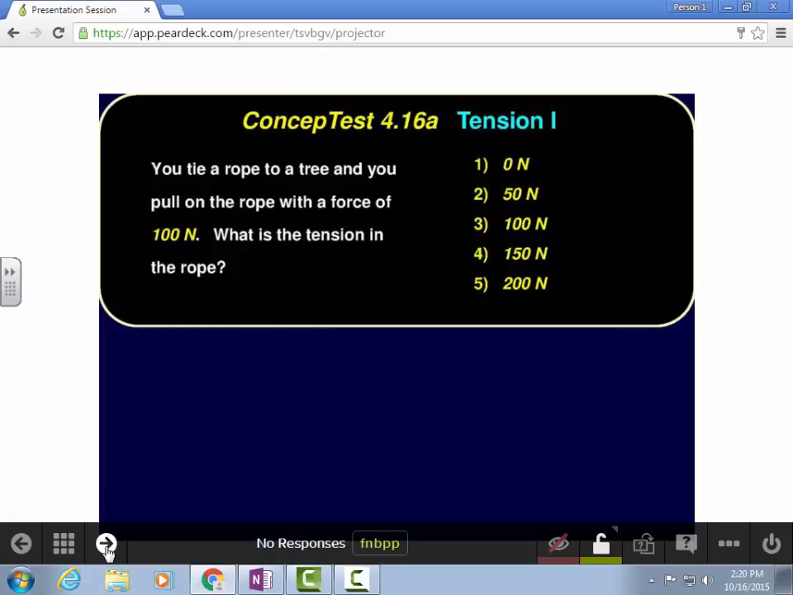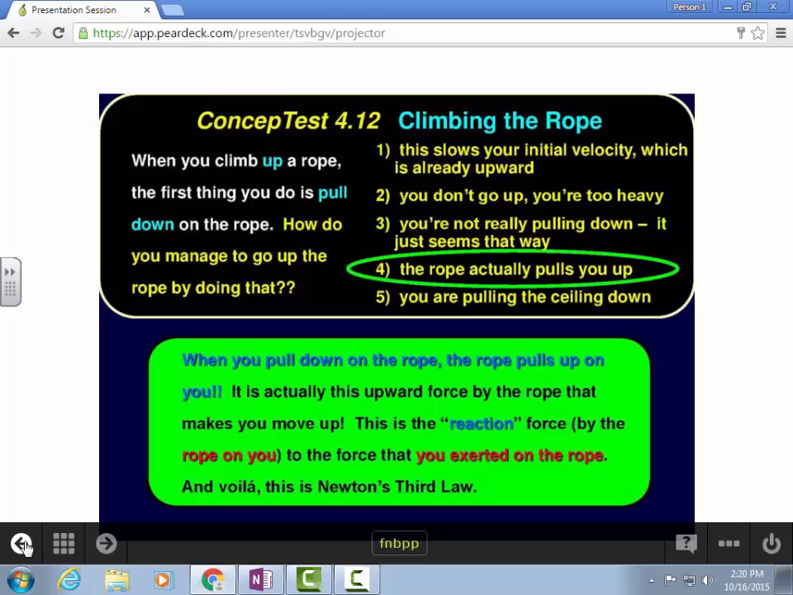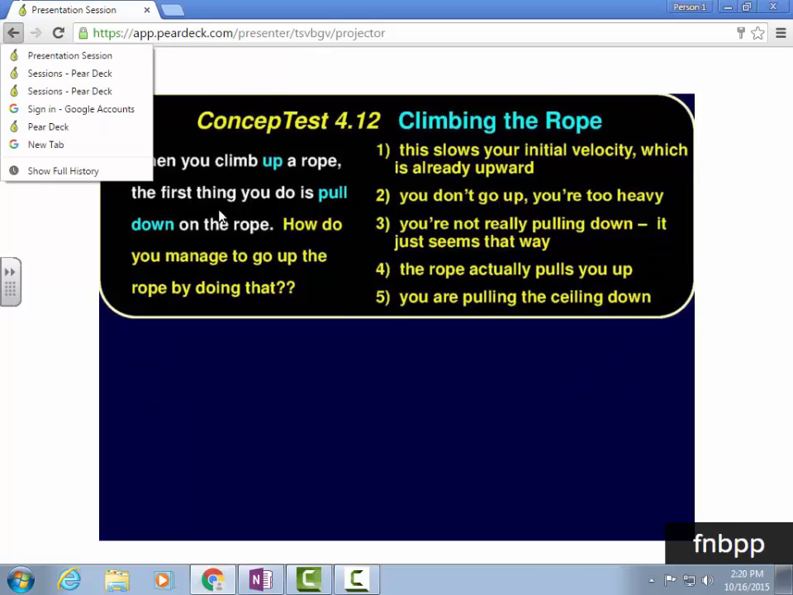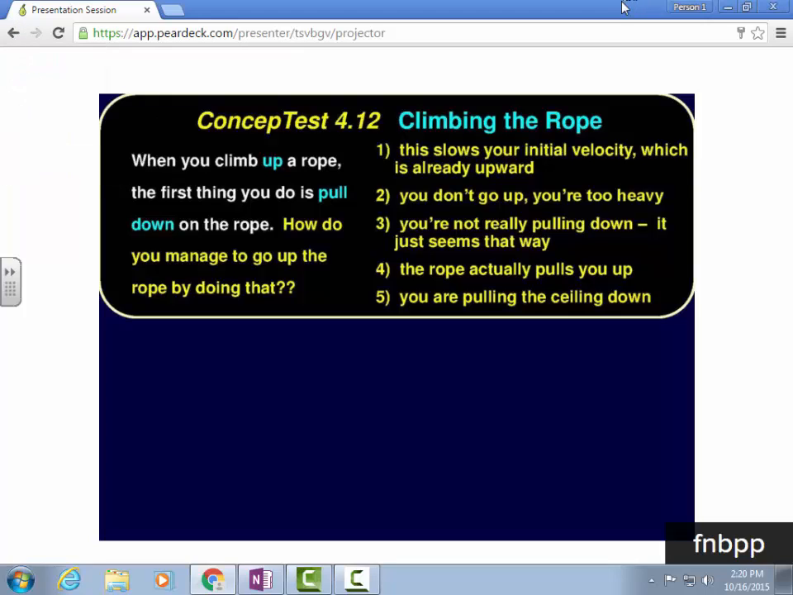All right, so this is fantastic. Is this where we left off? No, we didn't get to this. This is a good place to start. This is as good of a place to start as any. Climbing up a rope.